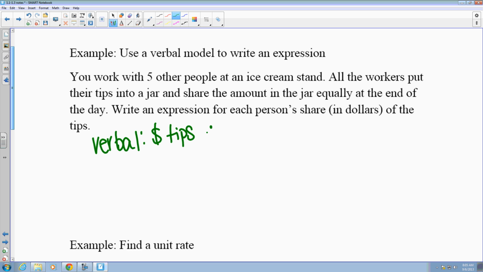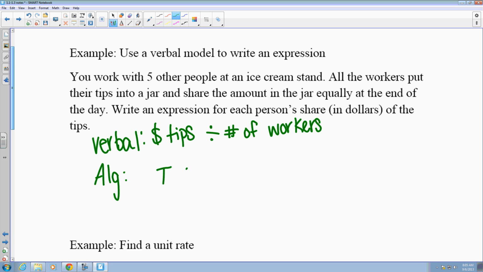And we're taking that amount of tips and we're breaking it up into a number of people. So that's division. The number of workers, so that each worker has an equal share. Okay, so I think that's it. So let's use some algebra. We can put stuff in where we know. We don't know how much is in the jar. That was not given to us. So let's say that is T for tips.